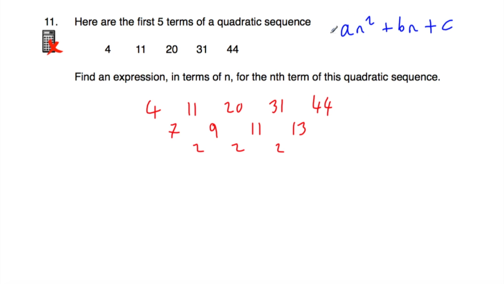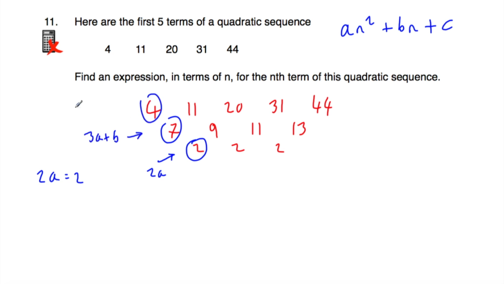So to find the value of a, let's look at our second differences. They're all the same, so I'm just going to look at the first second difference, which is 2. This second difference is equal to 2a, so 2a will be equal to 2. The first difference is equal to 3a plus b. And the first term of the sequence would be equal to a plus b plus c. If you watch that version 1 video, I explain why the first term is a plus b plus c, why the first difference is 3a plus b, and why the second difference is 2a.